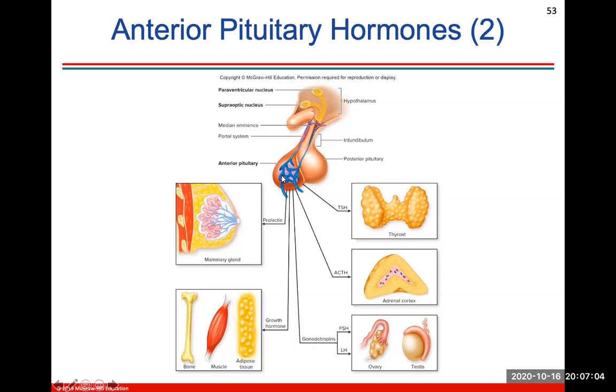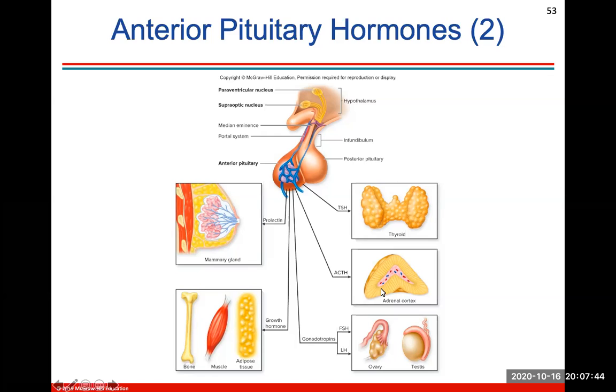Really simply put, prolactin promotes the breast to secrete milk. So right after pregnancy and delivery, prolactin will be secreted to start your breast or mammary glands to secrete milk. Growth hormone is really prominent during puberty in preteens, and it will affect all bone cells, muscle cells, and adipose tissue to increase in size and number. The gonadotropins are follicle stimulating hormone and luteinizing hormone, and they will stimulate the follicles to be made, whether that's sperm or egg cells.